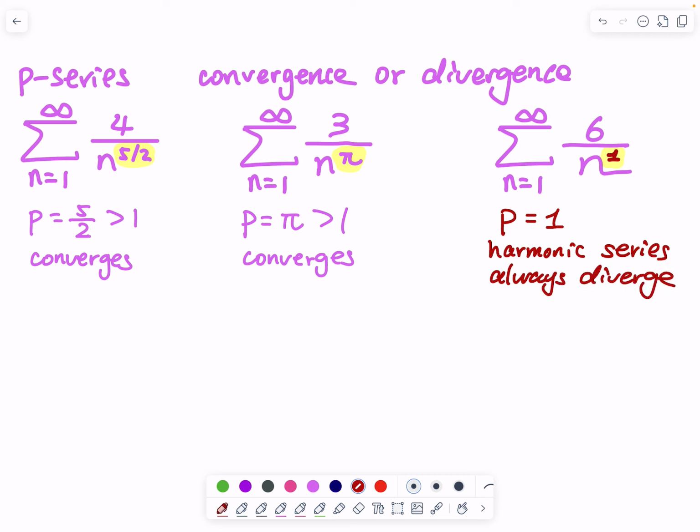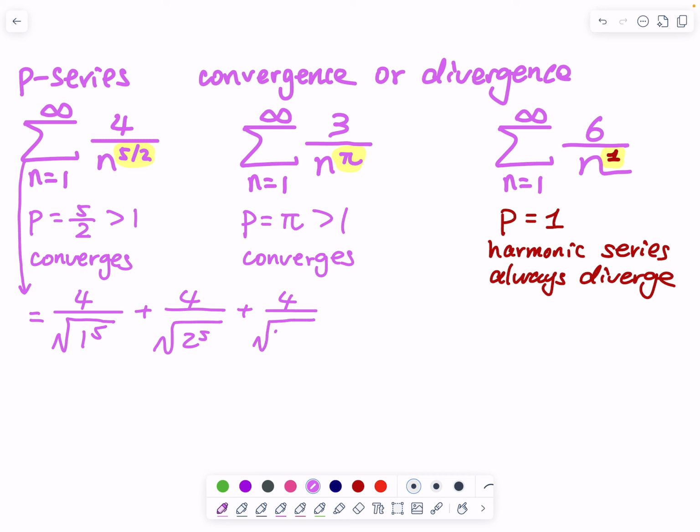Okay, I would like to take a look at the first one, which converges. Why? Let's open this up. What is that equal to? When n is equal to 1, I have 4 divided by 1 to the 5 over 2. The 5 over 2, I would like to write as the square root of 1 to the 5th power, and then plus 4 over the square root of 2 to the 5th, plus 4 over the square root of 3 to the 5th.